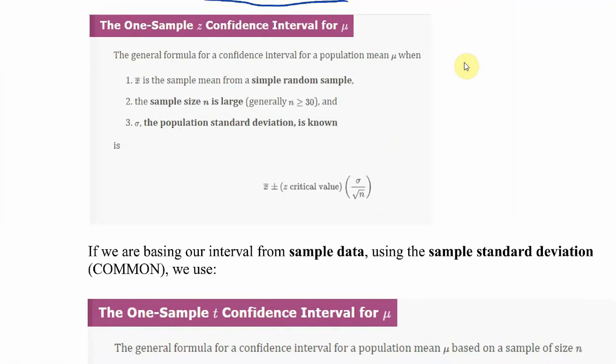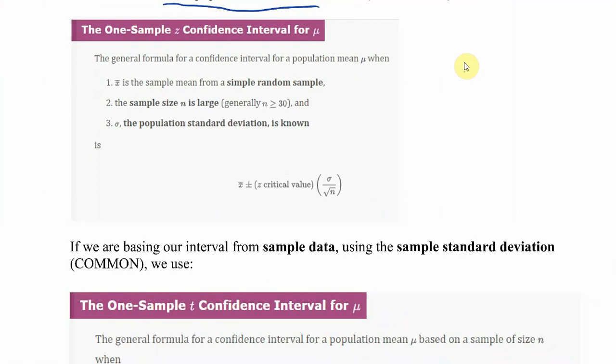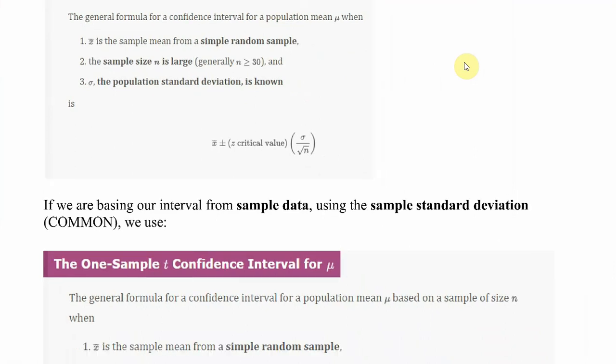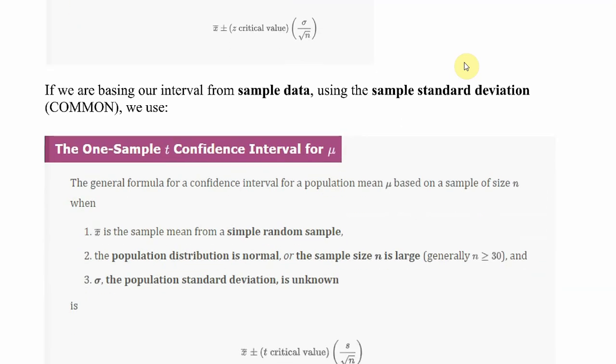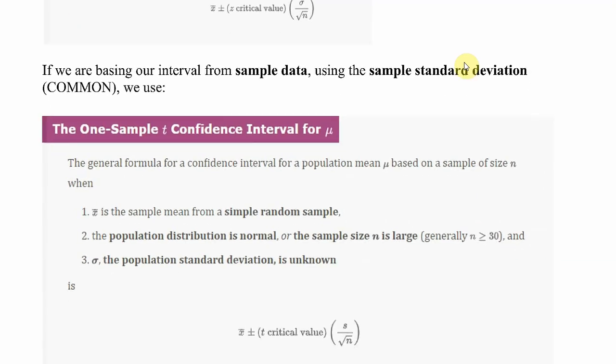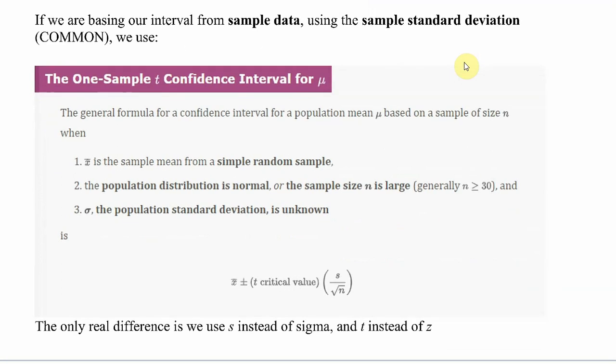Why? Well, for the reason I talked about a moment ago, that we don't typically know what the true population standard deviation is. So if we're going to base our interval on sample data using the sample standard deviation, which is common, we do what's called a one sample t confidence interval for mu. Slightly different, but same idea.